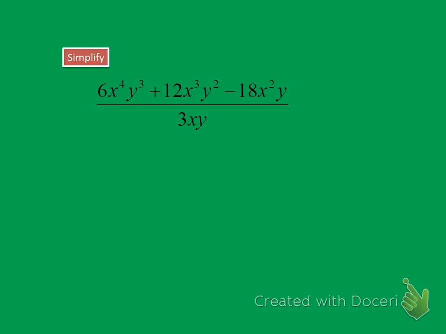All right, it's going to start off like this, where you have a polynomial. Okay, see how there's three terms here? Over a monomial. Okay, so there's two types of problems today. This is the first one, where you have a polynomial over a monomial. All right, and to take care of this is pretty simple. You just split it up into three.